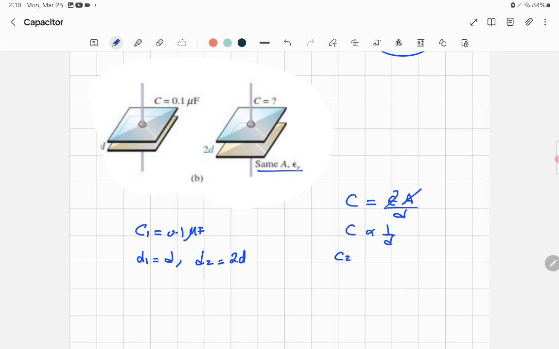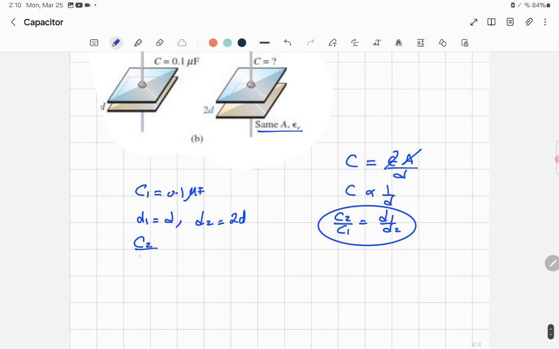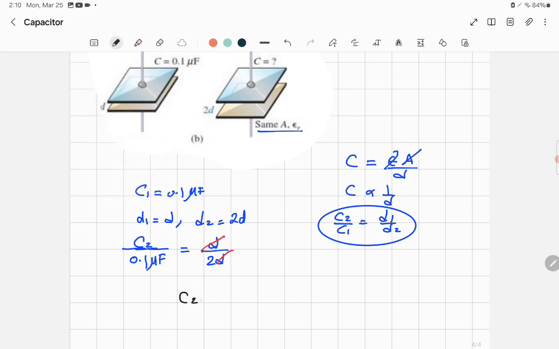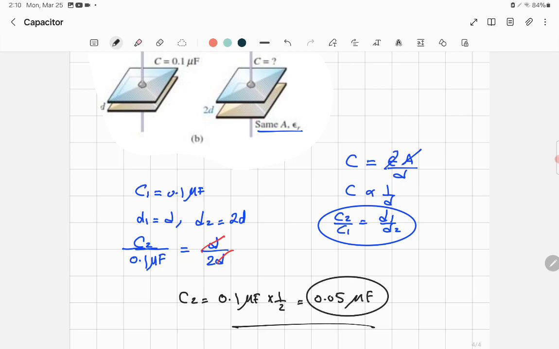What does it mean? C2 over C1 equals what? D1 over D2. How do you solve it? All right, C2 over 0.1 microfarad is equal to D1, which is D, over D2, which is 2D. Now they will cancel, the D cancels. So you find that C2 is equal to 0.1 microfarad times half, which will be 0.05 microfarad. And you got it. That's the answer. See? So just find the relationship between them and you can continue to solve anything.